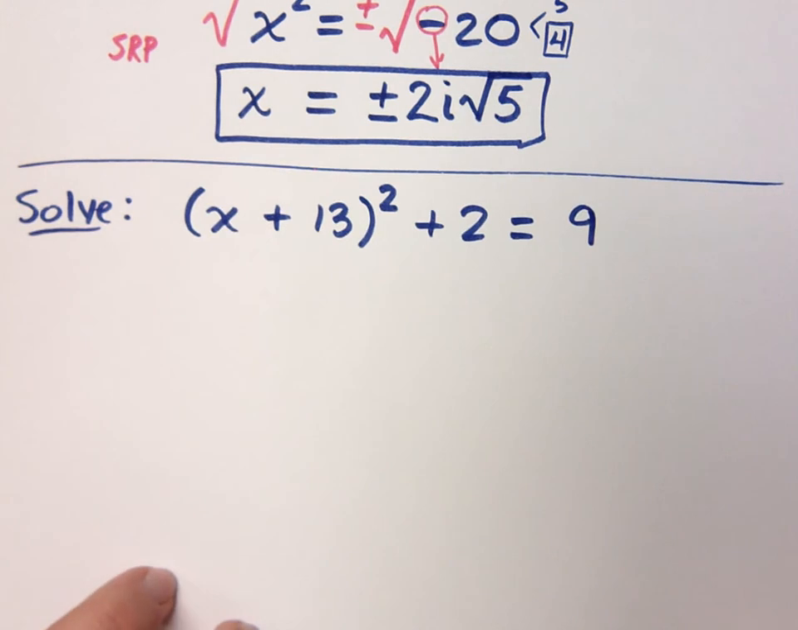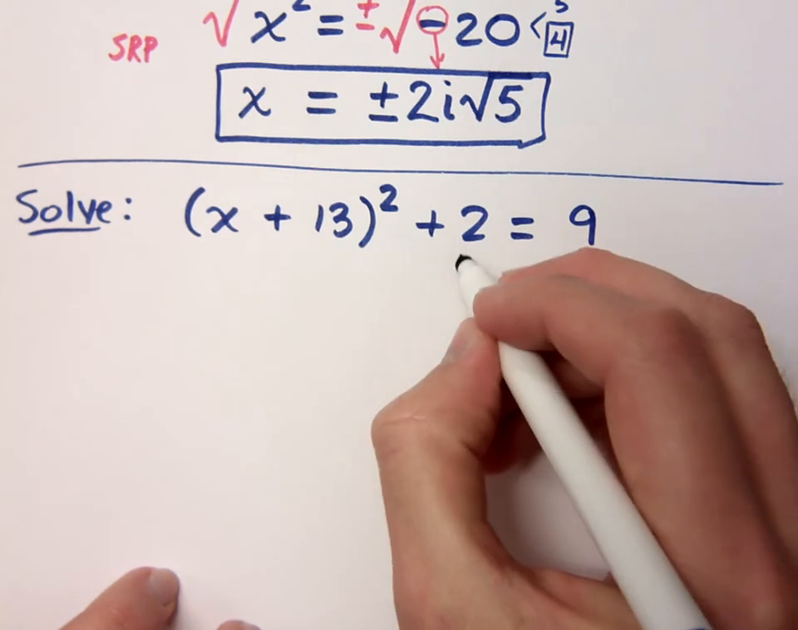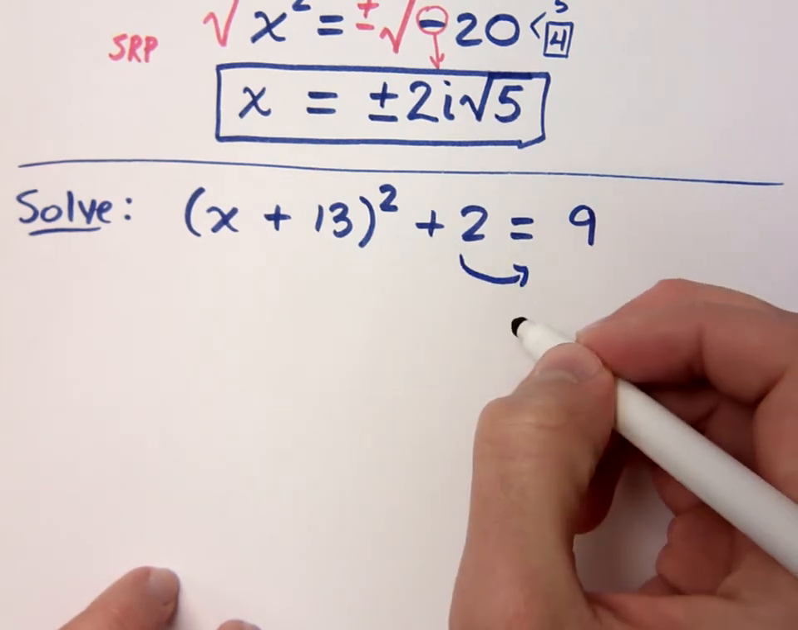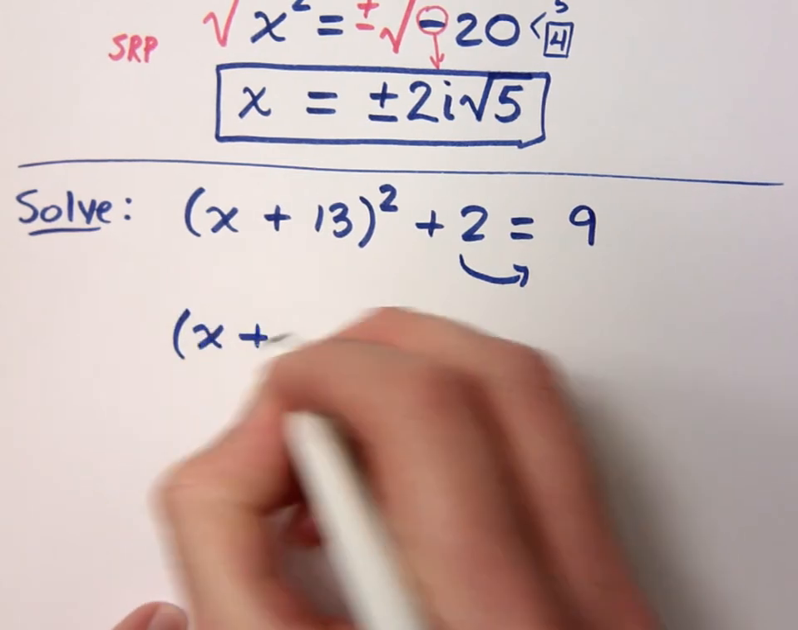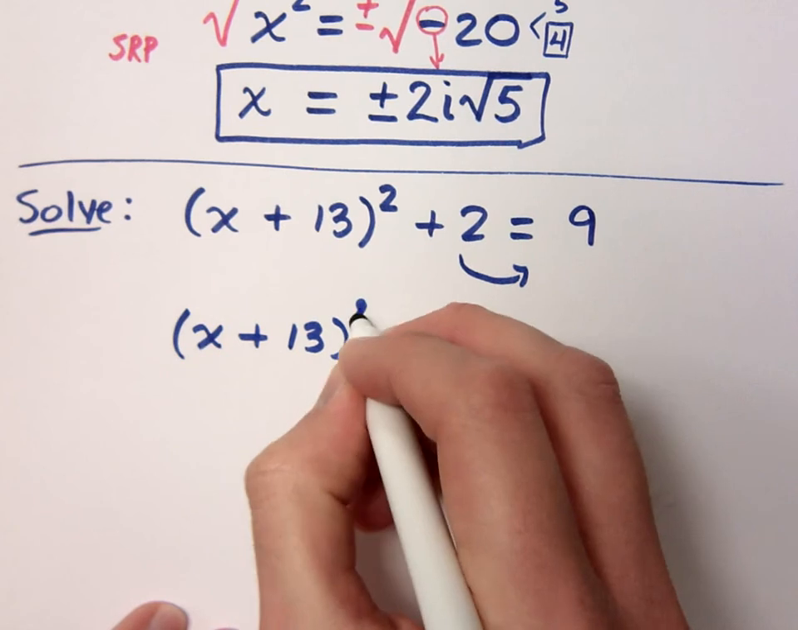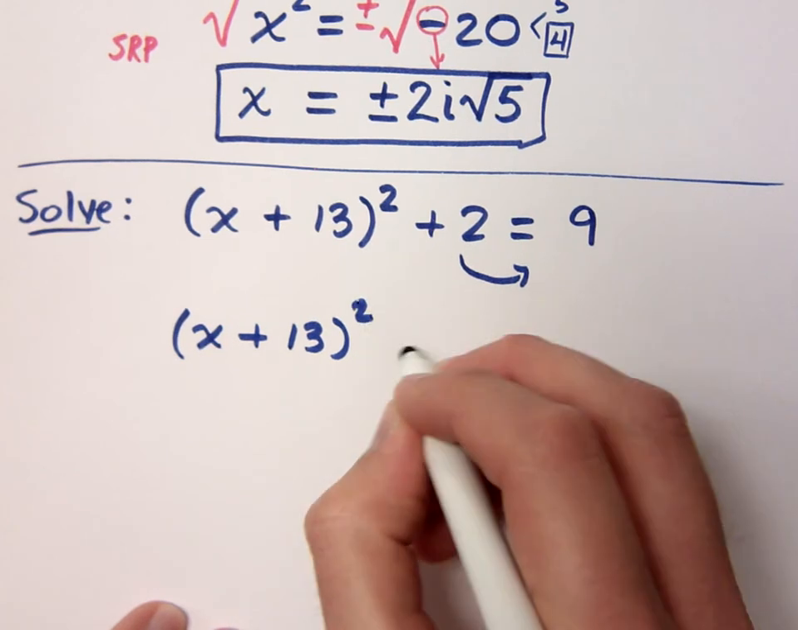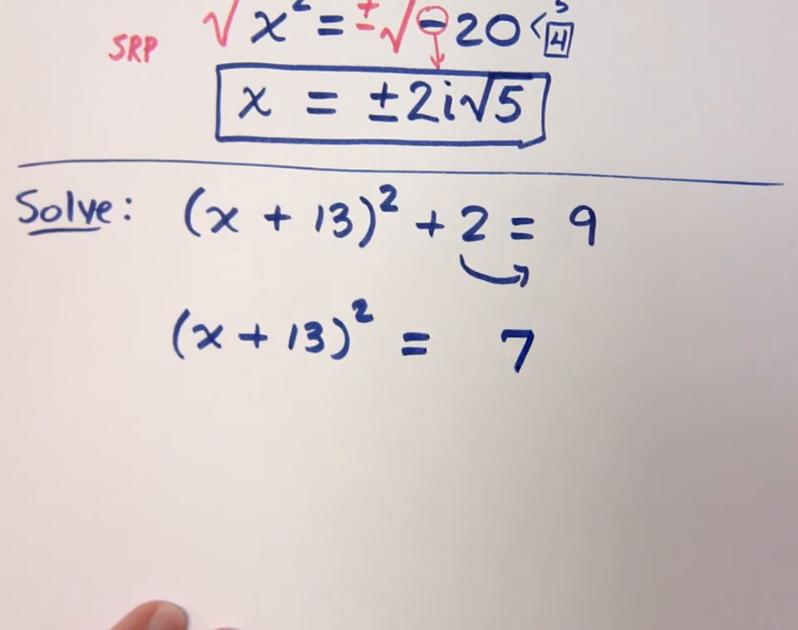So I want to get the square by itself so I can use the square root property. How do I do that? Should I go ahead and take the square root of both sides? Not unless you want to be wrong. I totally have to move the 2. And I get x plus 13 quantity squared is equal to 7.